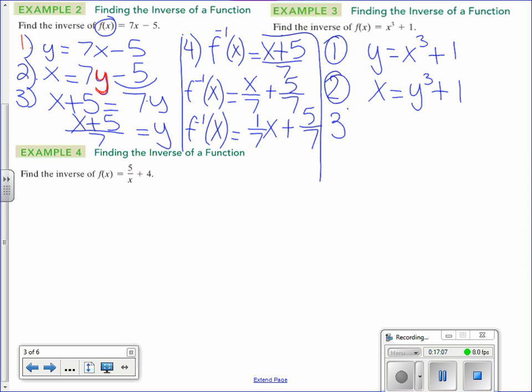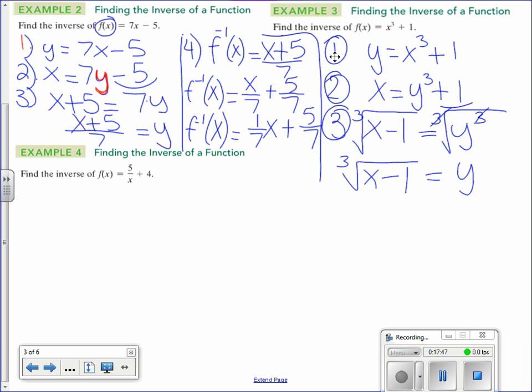Step number 3. Solve for y. So the plus 1, if I move it across, it will be subtracting. So x minus 1. And now we need to solve for y. How can we undo a cube? Cube root. And so we have to do that to both sides. The cube root and the cube will cancel each other or undo each other, right? Because they are inverse operations. And so now we have the cube root of x minus 1.